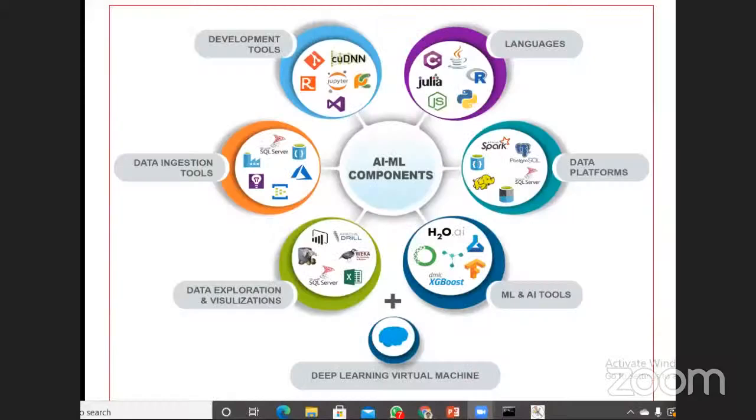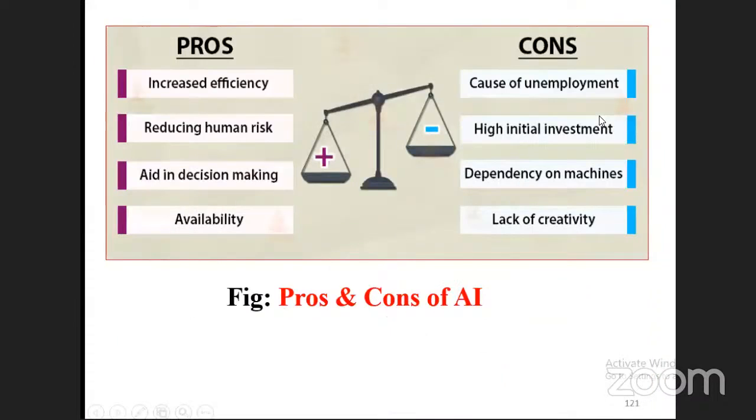So these are the AI ML components. So what are the pros and cons of artificial intelligence? Increased efficiency, reducing human risk, aid in decision making, availability. And disadvantages like cause of unemployment, high initial investment, dependency on machines, lack of creativity, etc.